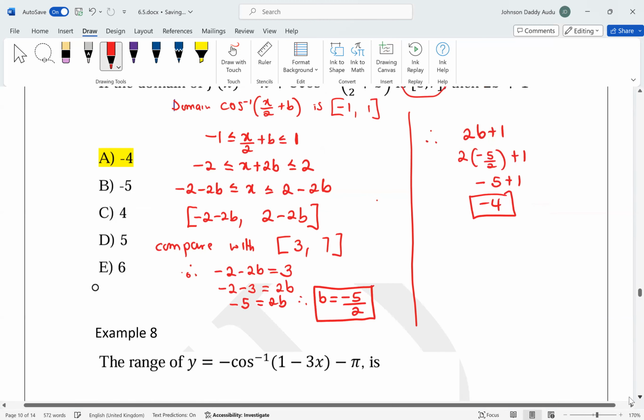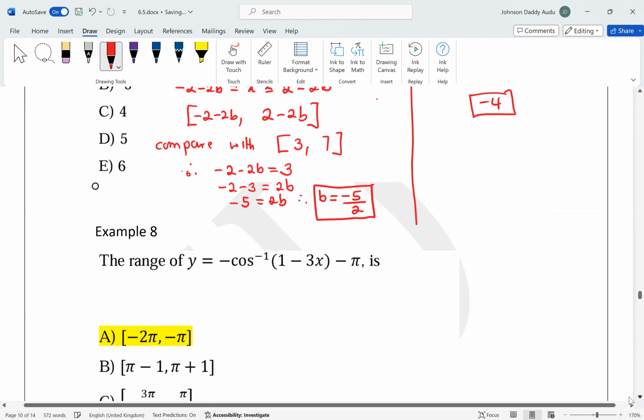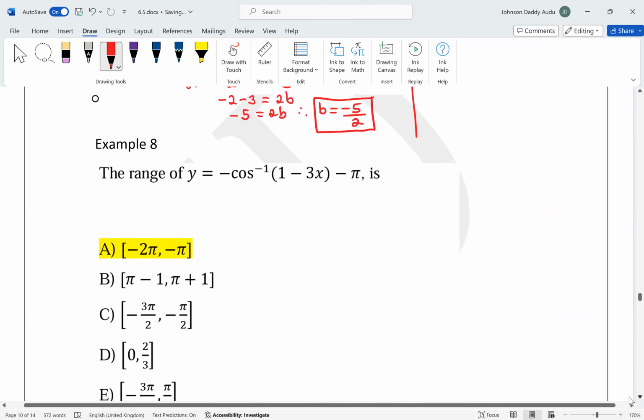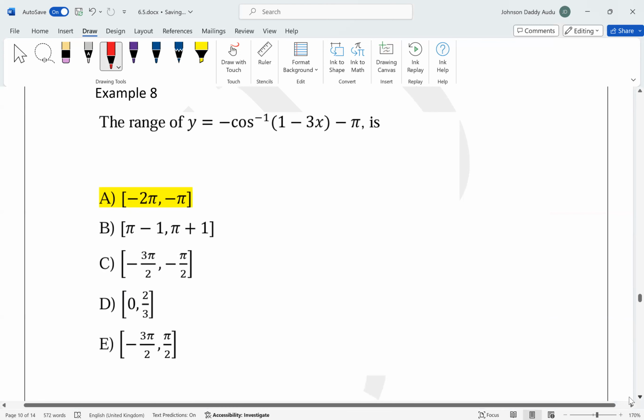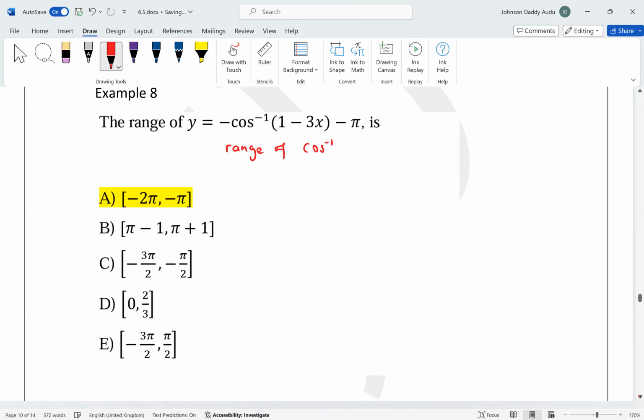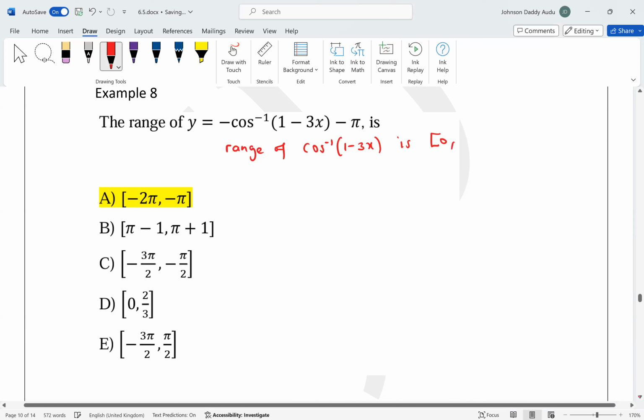So let's see the next question. The next question is about the range. Now, what is the range? How do you find the range of cosine inverse? We know the range of cosine inverse of 1 minus 3x is 0 to pi, right? This is true.